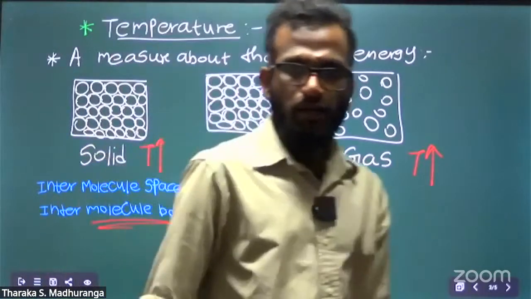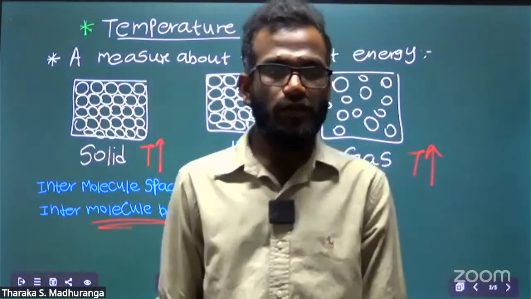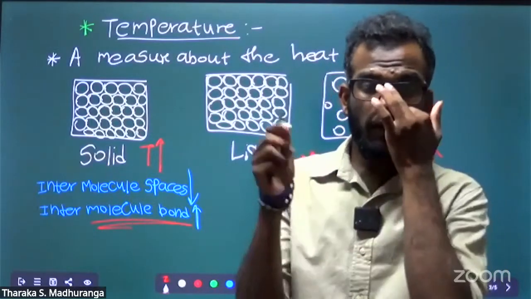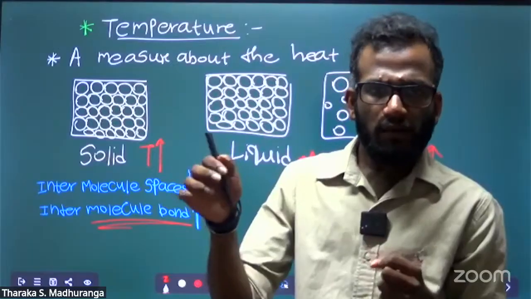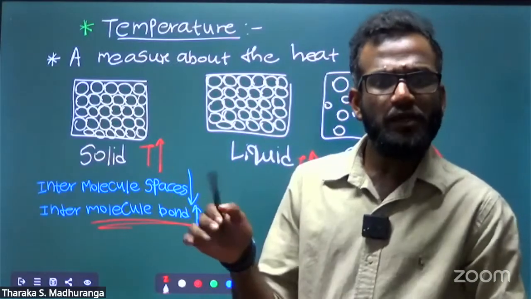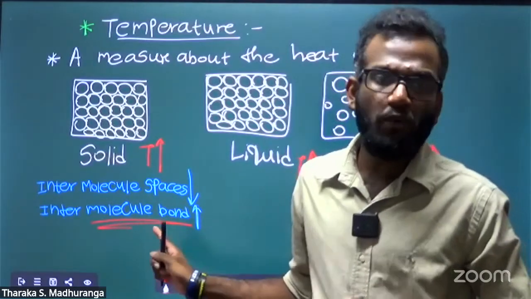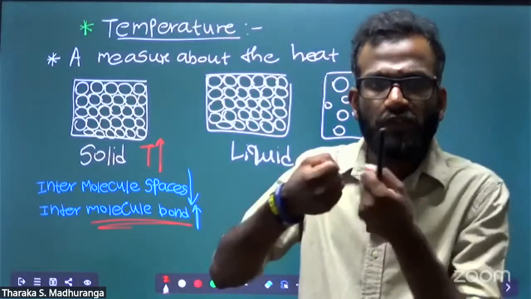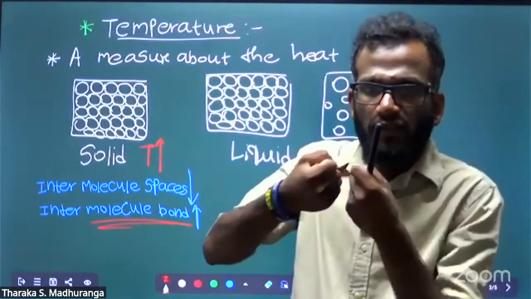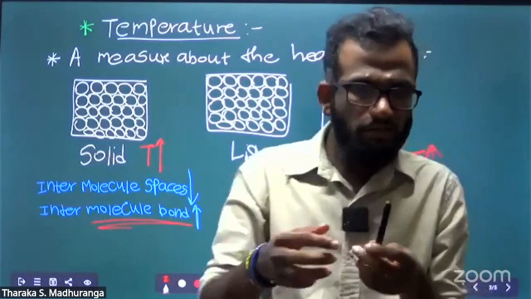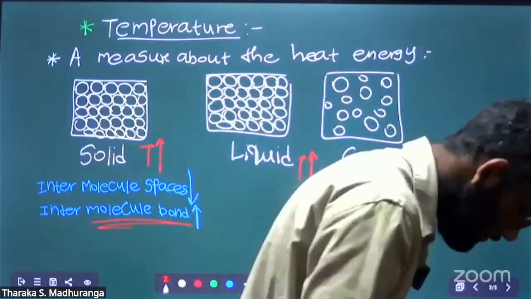Now think about solids. In solids, intermolecular bonds are too strong. When you increase the temperature, the expanding ability is limited because they have too strong bonds. Therefore, when the vibration increases, due to these hard bonds they cannot take up more space. It is like this. I will show you.